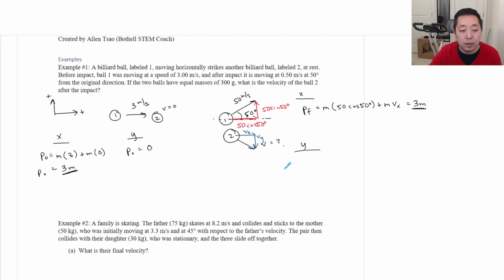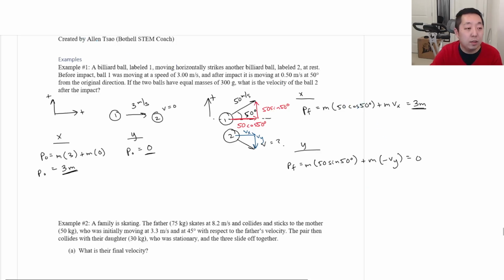How about in the y direction? We said up was positive, so the final momentum in the y direction is m times this vertical component, which is positive, 0.5 sine 50 degrees. And then plus m, but his velocity is downward, so let's make it negative Vy. And that momentum has to add to 0, right, by conservation of momentum. So in both equations, I can divide out the m, right?